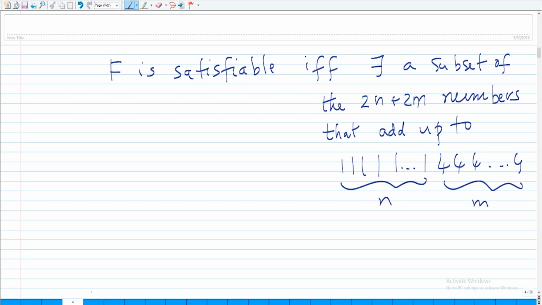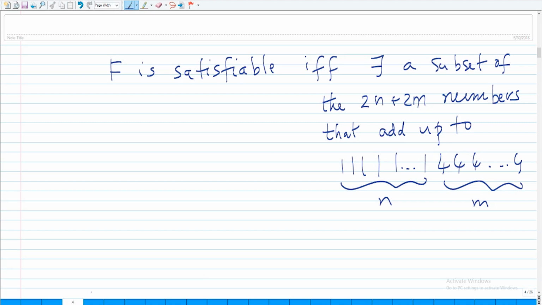Now, I want to just summarize what we have done. So we have shown that there are these problems which are NP hard. What is the consequence? If any one of them has a polynomial time algorithm, then all these problems have a polynomial time algorithm. If any one of them has no polynomial time algorithm, then none of them have a polynomial time algorithm.